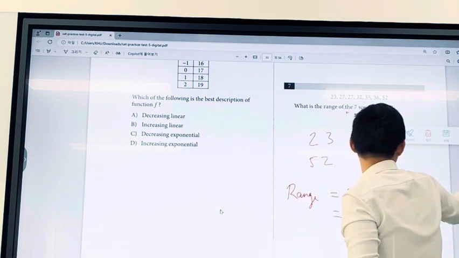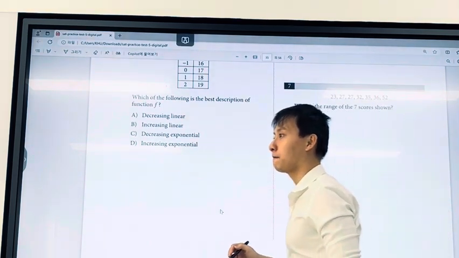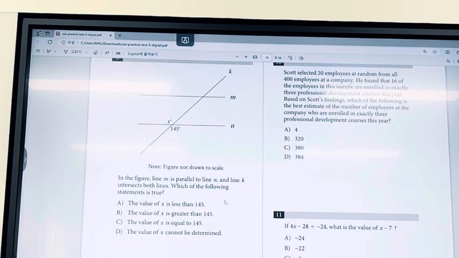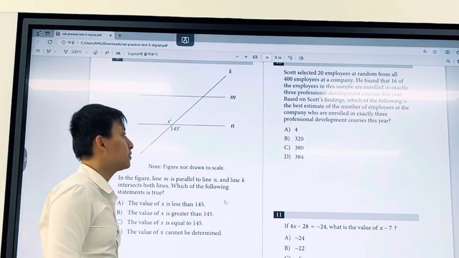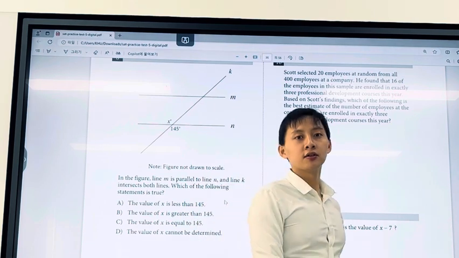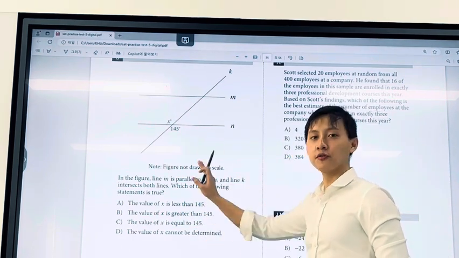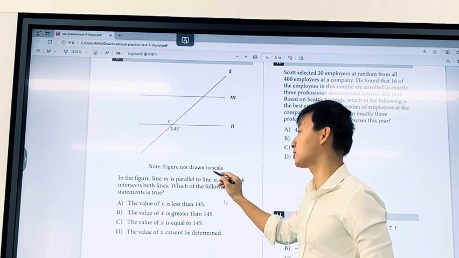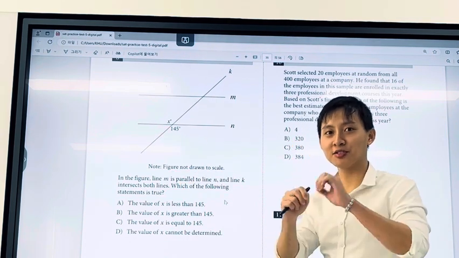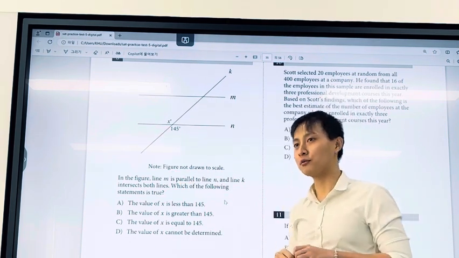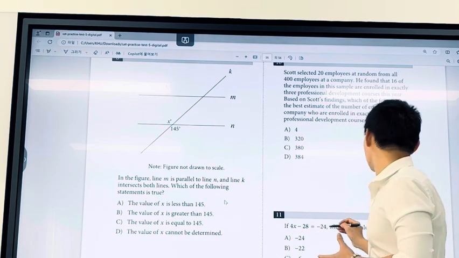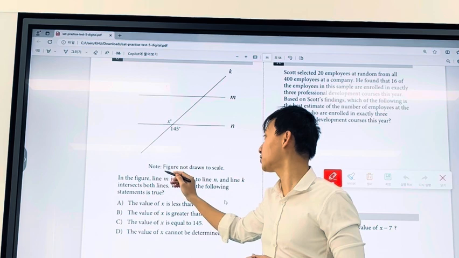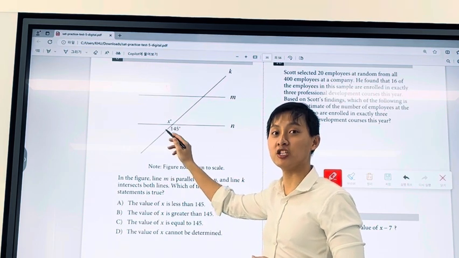So far we have already finished 7 questions. Now, to find out question 8, how can we solve it? No, that's a figure, not drawn to scale, so we cannot rely on it. We can use a ruler or something to measure the size of each angle.